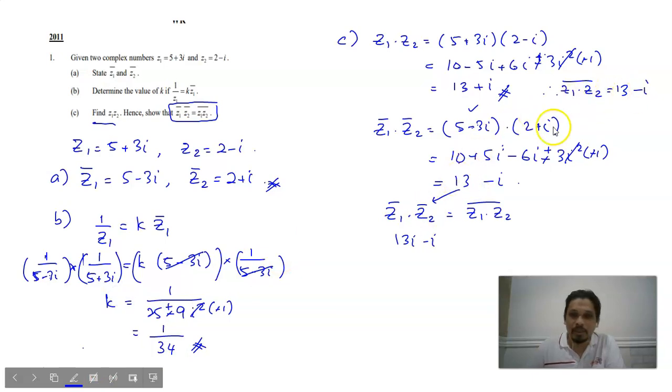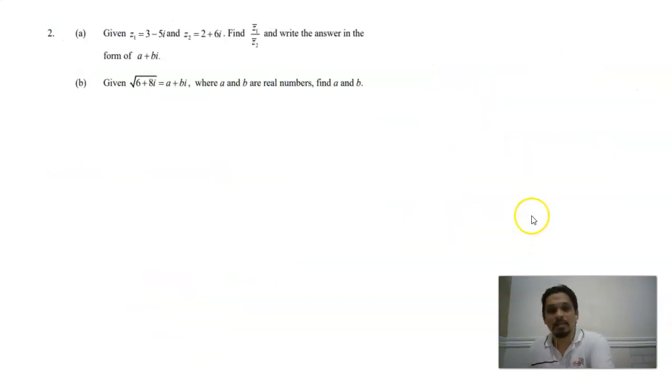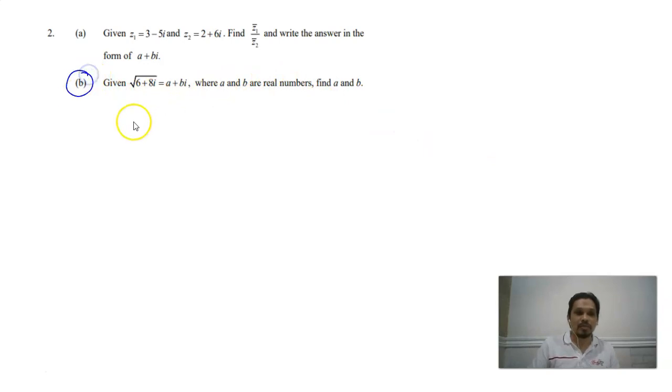And also 13 minus i. So they are equal. Okay, so then next, let's focus on this question B here. I chose question B: the square root of 6 plus 8i equal to a plus bi.